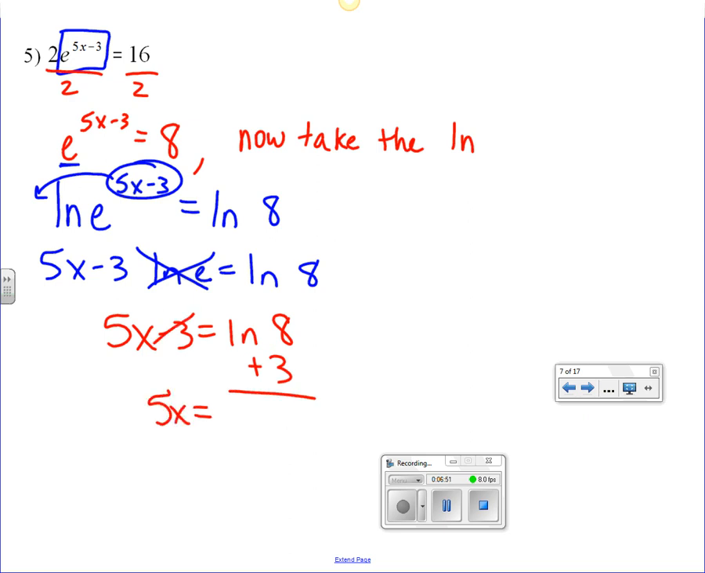So ln 8 plus 3, let me type that in my calculator. The ln key is kind of next to the 4. All right, that gives me 5.079, and then divide by 5. x is 1.016.